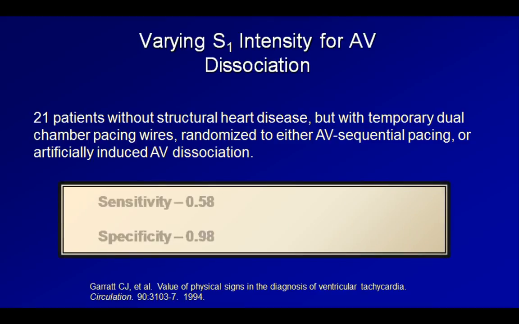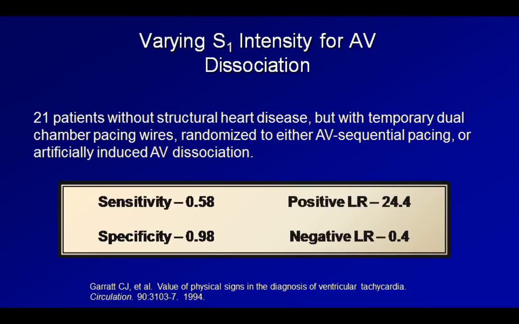The authors found a sensitivity of 58% and specificity of 98%. This translated to an impressive positive likelihood ratio of 24.4 and a negative likelihood ratio of 0.4. Therefore, the presence of a variable S1 was highly predictive of AV dissociation, and the absence of a variable S1 was modestly predictive of the absence of AV dissociation. It's important to note that this study was small and included patients with structurally normal hearts who are uncommon to get AV dissociation in a more natural setting.